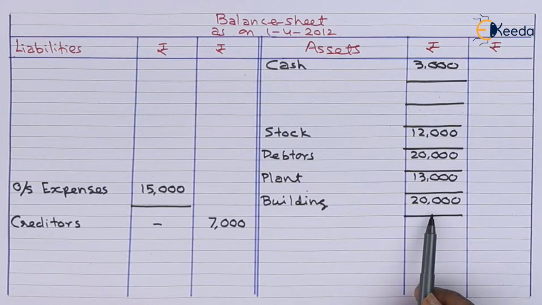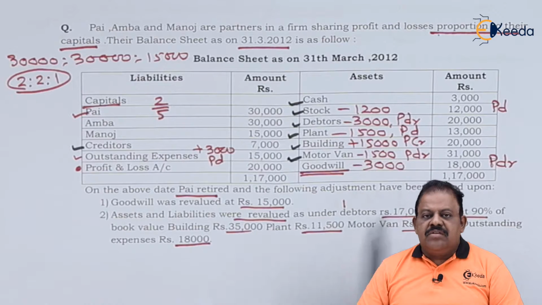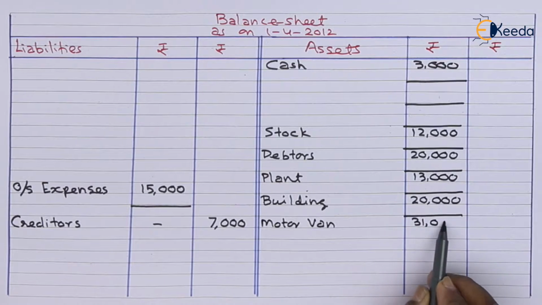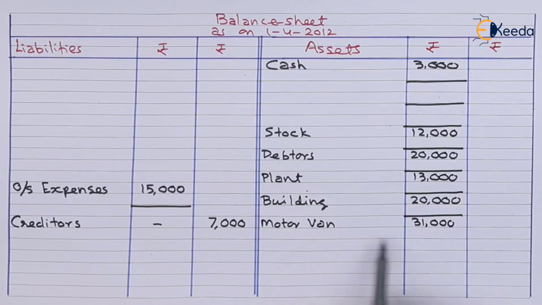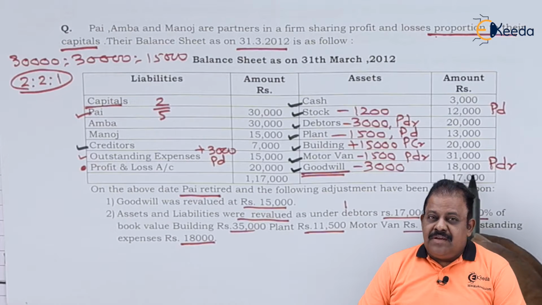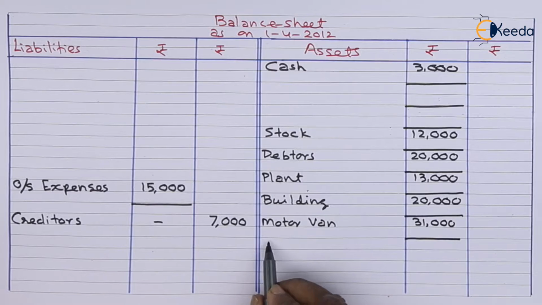Asset side, building inner column 20,000. Motor van 31,000. New balance sheet asset side, motor van inner column 31,000. Goodwill 18,000. There is an adjustment on goodwill. New balance sheet asset side.